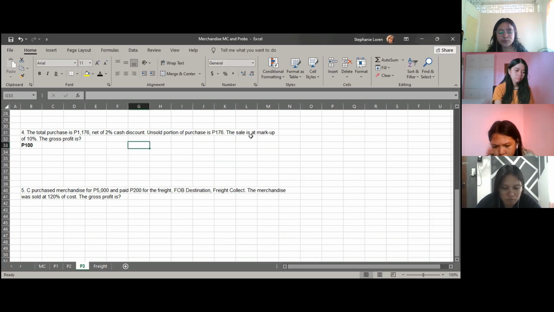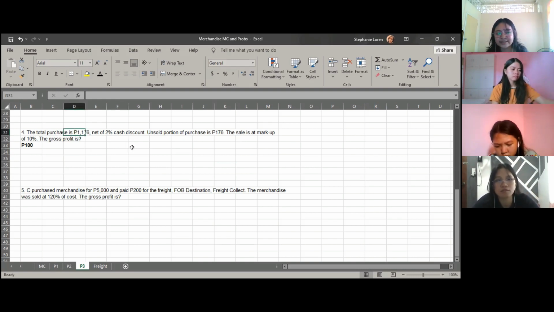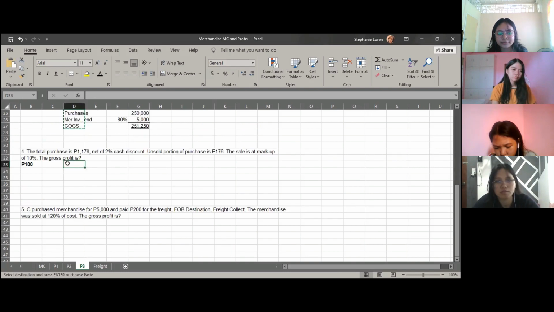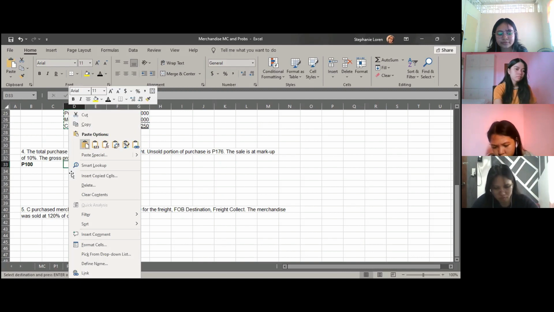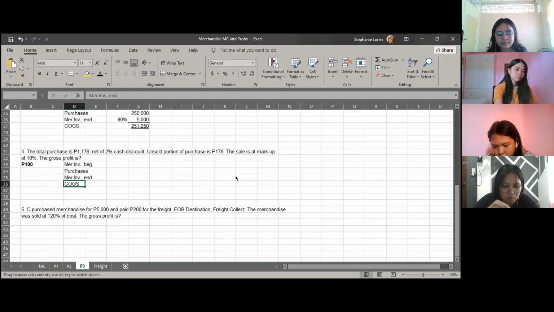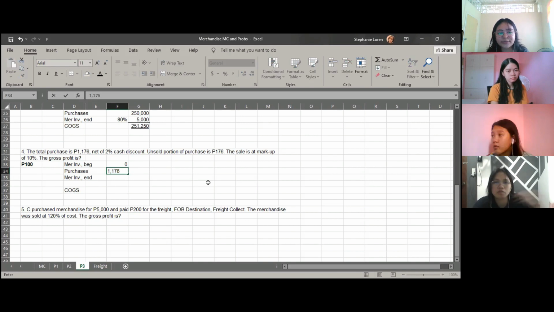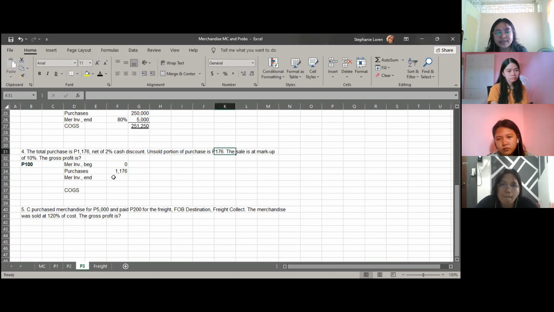So, yan yung, anong tawag mo dyan? Total cost of goods available for sale. So, di ba, purchases, wala siyang beginning inventory. Assume mo na walang beginning inventory, kasi wala namang sinabi. Purchases is 1,176. And then sabi niya, may unsold purchase siya na 176. So, ending mo yun.